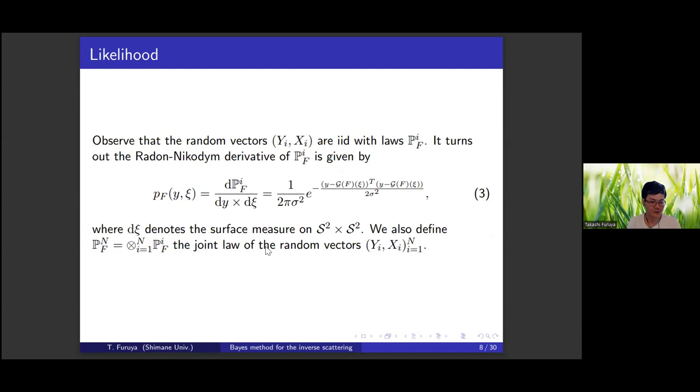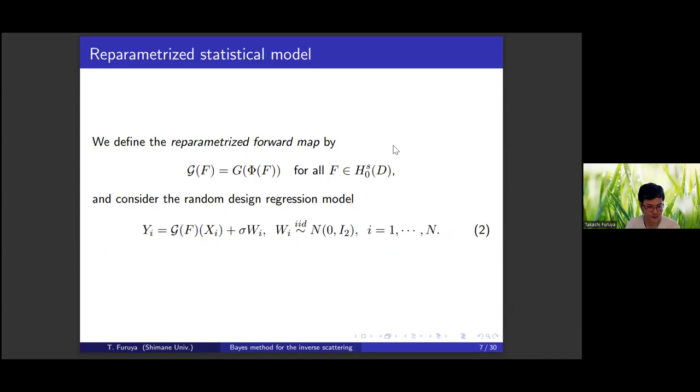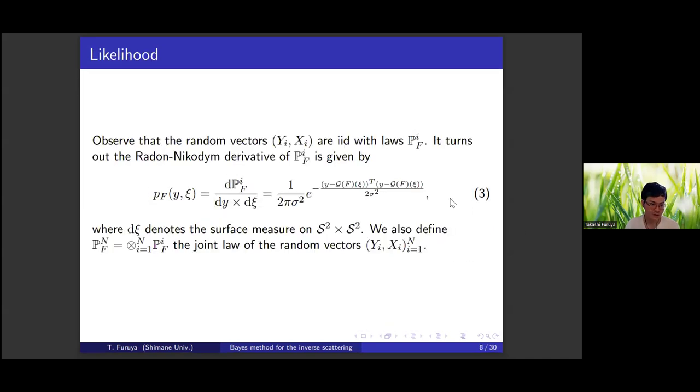And then I want to explain the posterior distribution for our statistical setup. Now we assume that (Y_i, X_i) are i.i.d. This is a random vector, so the random vector has some distribution, which we call P_i of f. And the assumption means that by the form of equation two, it turned out that the Radon-Nikodym derivative of the distribution of Y_n under X_i is given by the following. This is just an exponential of minus something like this. And this big xi is a surface measurement.